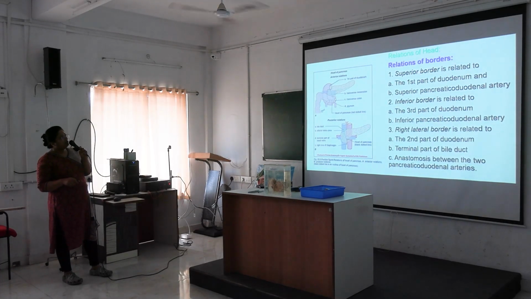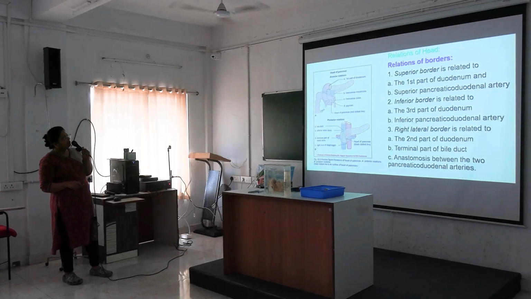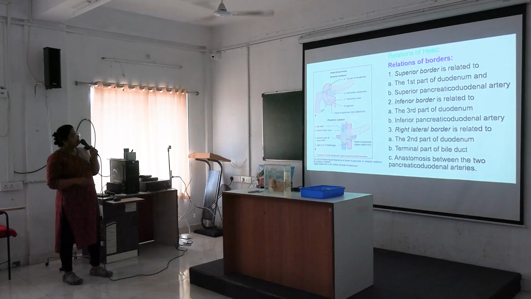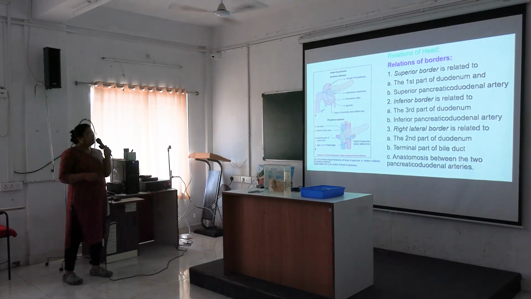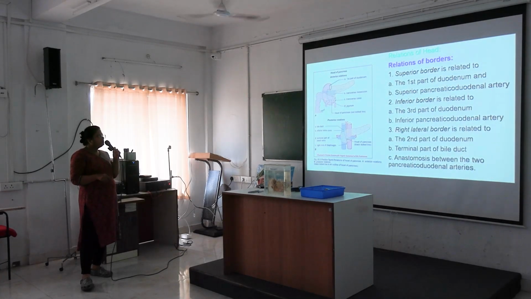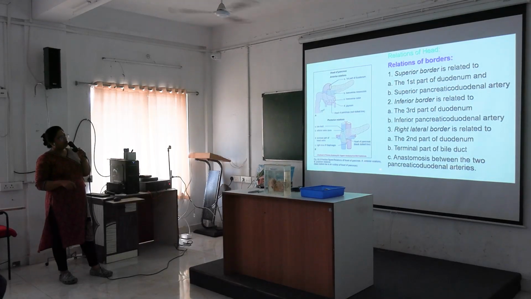These are the relations of the different borders. The superior border is related to the first part of the duodenum and the superior pancreatico-duodenal artery. The inferior border is related to the third part of the duodenum and the inferior pancreatico-duodenal artery. The right lateral border is related to the second part of the duodenum, the terminal part of the bile duct, and the anastomosis between the two pancreatico-duodenal arteries. All these three are related to the right lateral border.